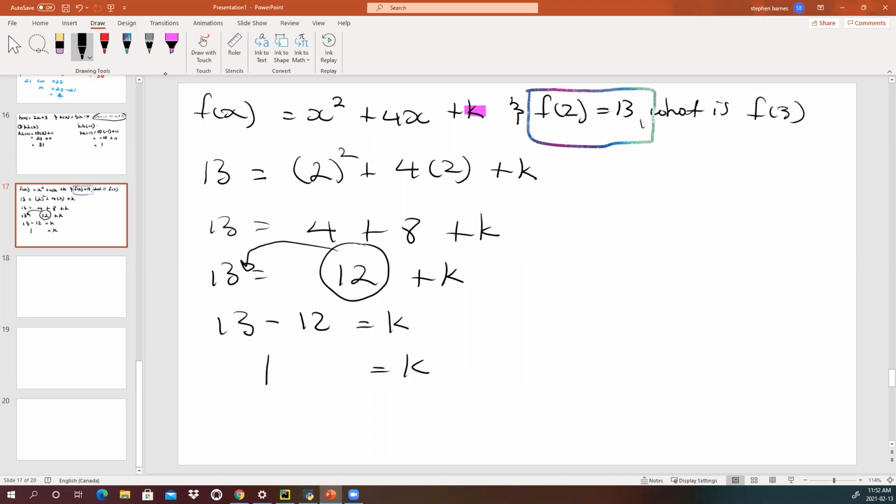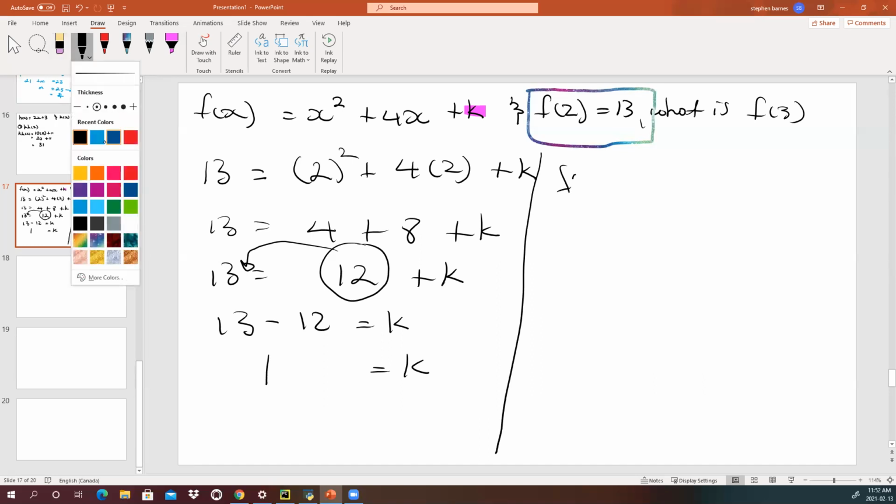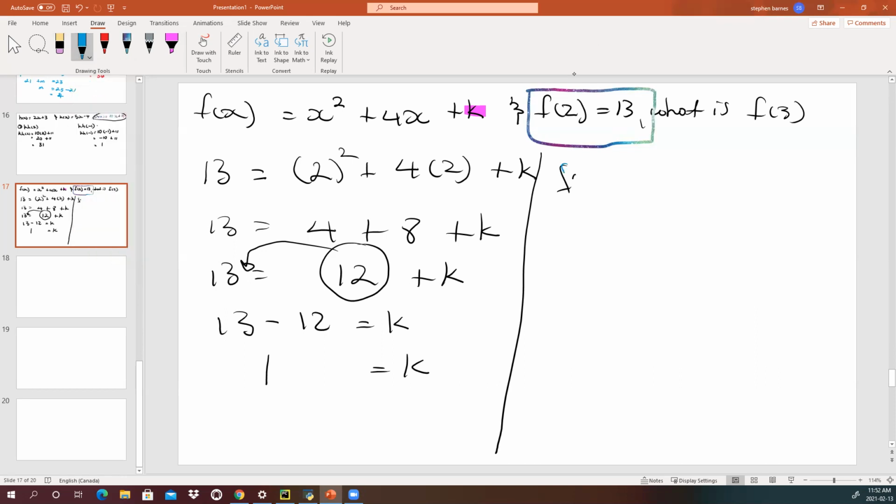Okay. All right. So then the next question, I'm just going to cut this in two. The next question now is what is f of 3? So we know that we just found f of x properly to be x squared plus 4x plus 1.